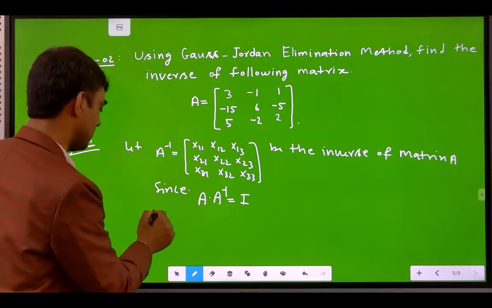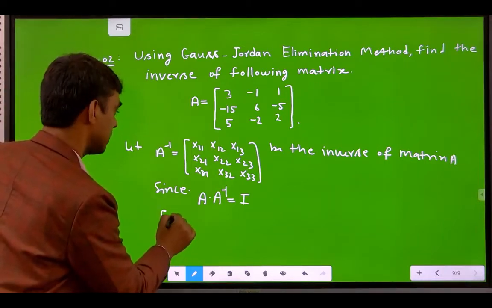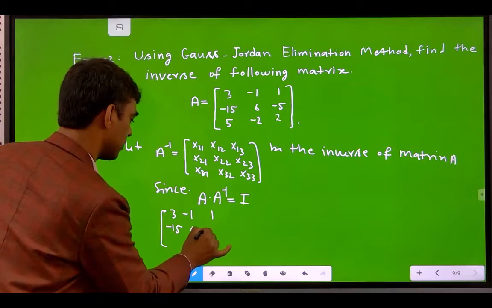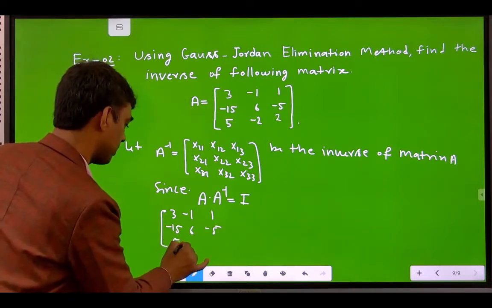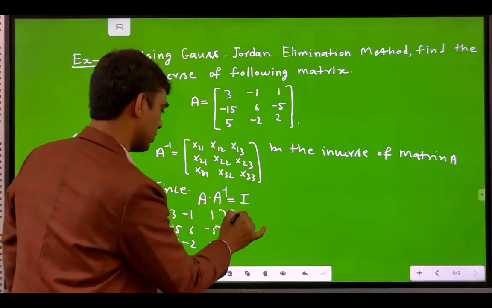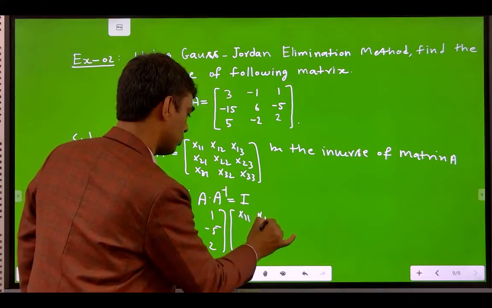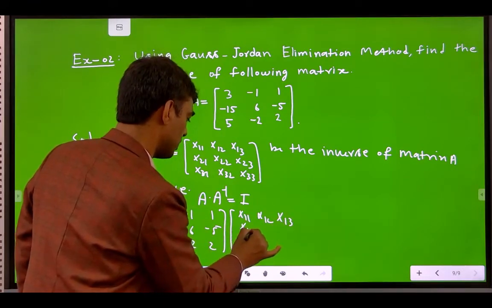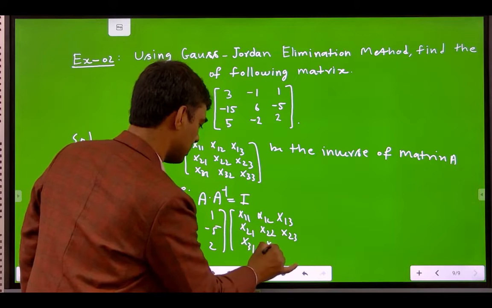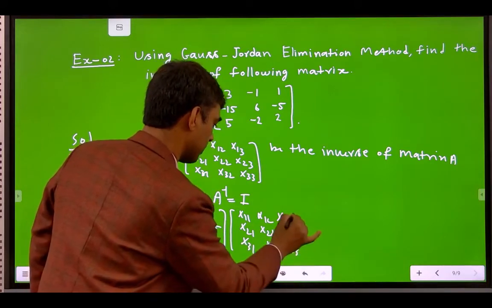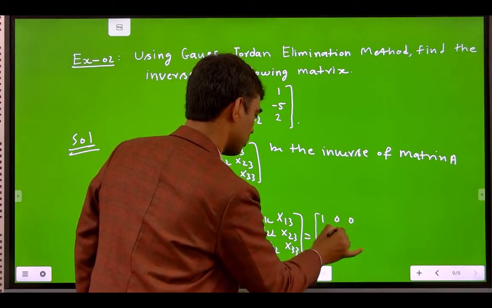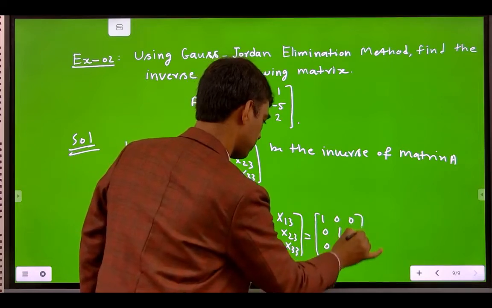So here we write A: 3 minus 1 1, minus 15 6 minus 5, 5 minus 2 2, and here we write A inverse: x11, x12, x13, x21, x22, x23, x31, x32, x33. This equals the identity matrix: 1 0 0, 0 1 0, 0 0 1.